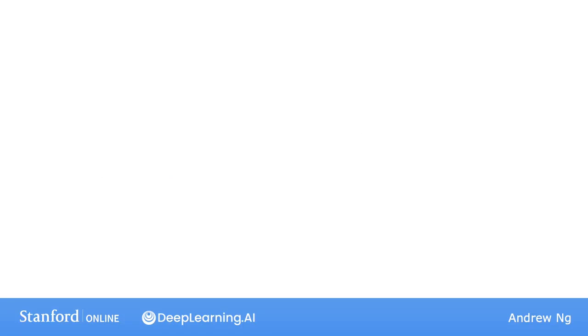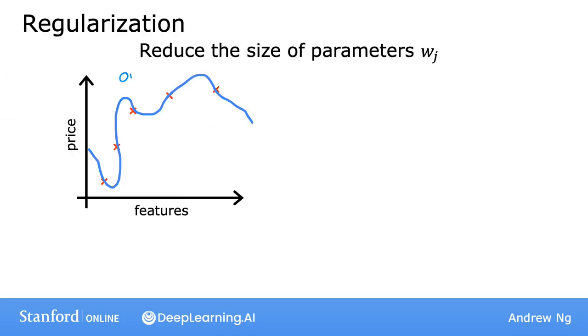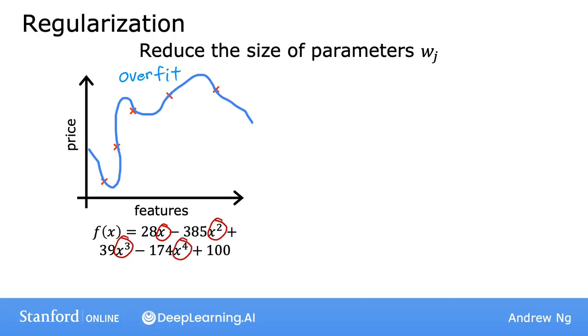This technique, which we'll look at in even greater depth in the next video, is called regularization. If you look at an overfit model, here's a model using polynomial features x, x squared, x cubed, and so on. You find that the parameters are often relatively large.